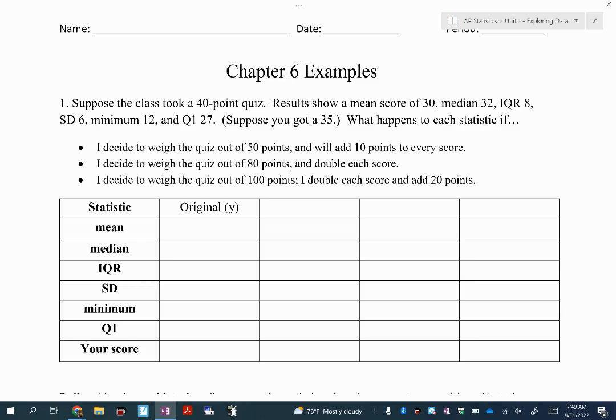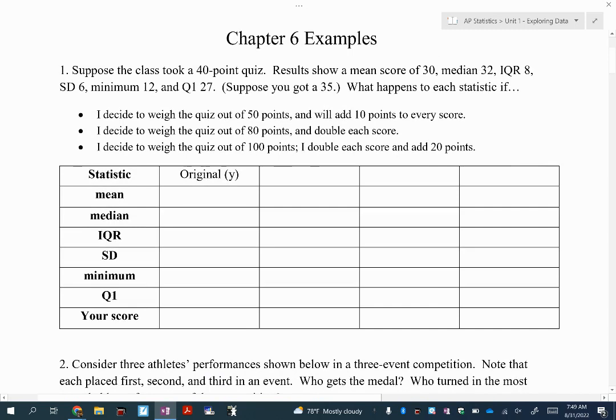All right, and you will be for sure asked at least one question on the AP exam in the multiple choice about how your measures of center and measures of spread will be affected. Okay, so I'm going to do that in number 1 first.